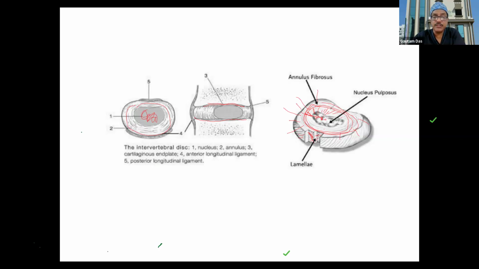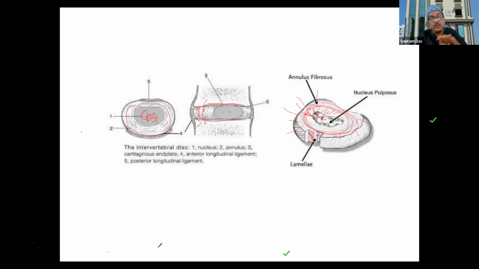And the third important function of the annulus is that it is giving the disc height. If the disc height is not maintained, nucleus pulposus is fluid, gel, it cannot give the disc height. So this is giving disc height. So what will happen? Two vertebral bodies will come closer. If the two vertebral bodies come closer, what will happen? Neural foramina will be narrowed.